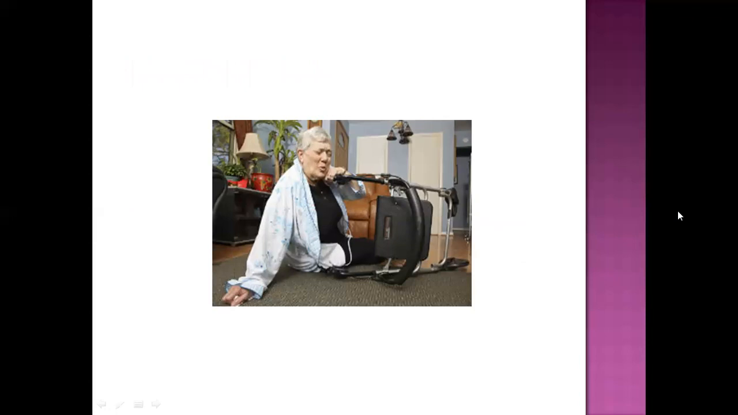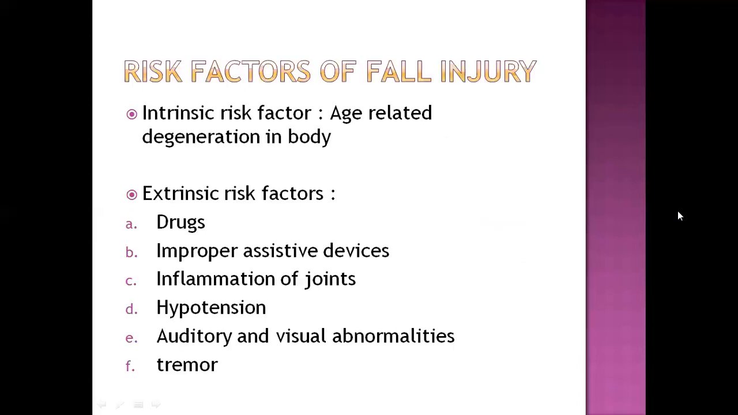This is a diagram of fall injury. Risk factors for fall injury can be, first of all, intrinsic and then extrinsic. Intrinsic factors can be factors related to the internal part of the body, that is, age-related degeneration in the body. An extrinsic risk factor can be any kind of drug, improper assistive device, inflammation of the joints, arthritis, gout, hypotension, regularly continuous hypotension, auditory or visual abnormalities due to which movement can be difficult, tremors of the body, involuntary movement of the body.